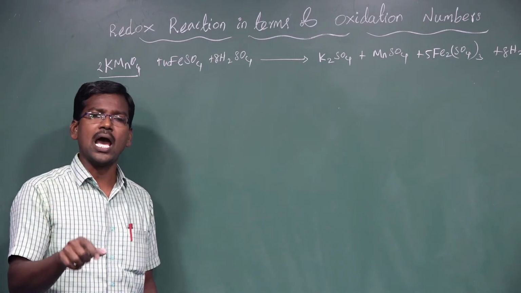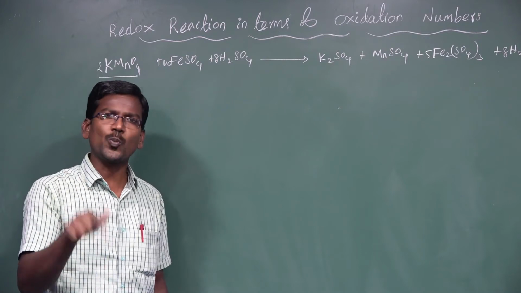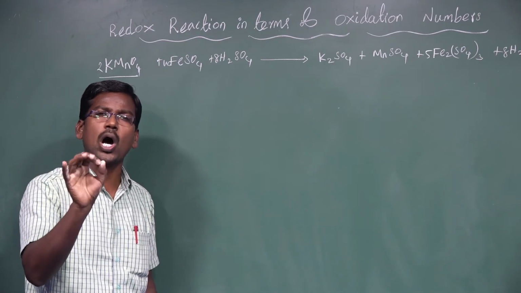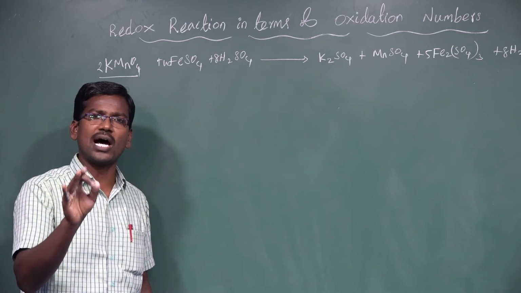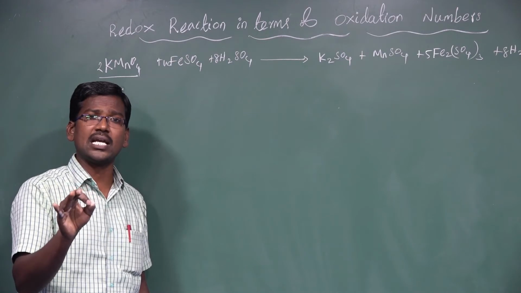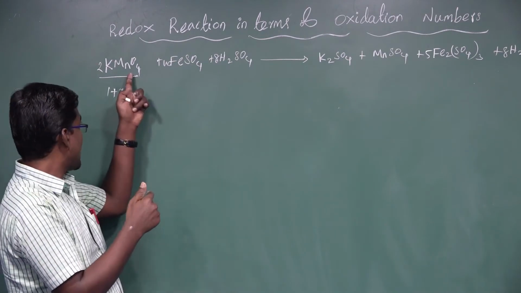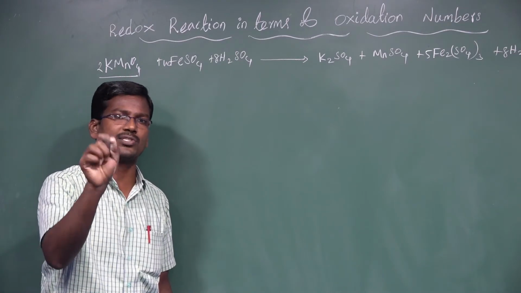In peroxide, the oxidation number of oxygen is minus 1. In superoxide, the oxidation number of oxygen is minus 1 divided by 2, that is, minus half. In ozonoid, the oxidation number of oxygen is minus 1 divided by 3. Now here, the oxidation number of oxygen is minus 2.